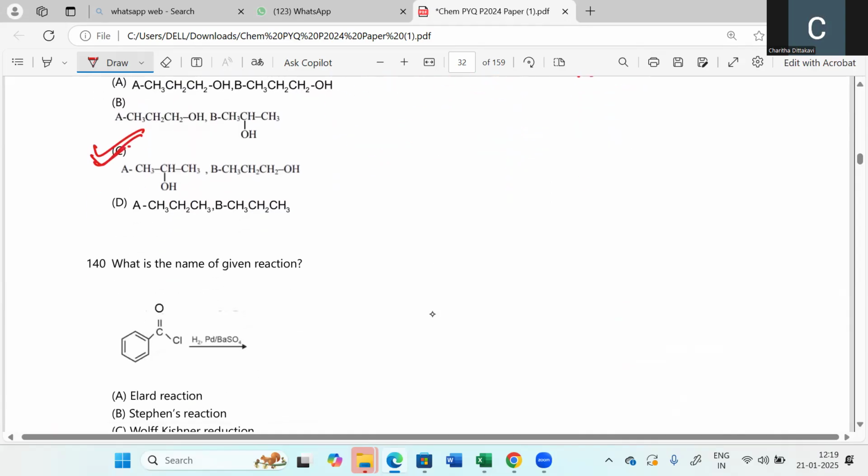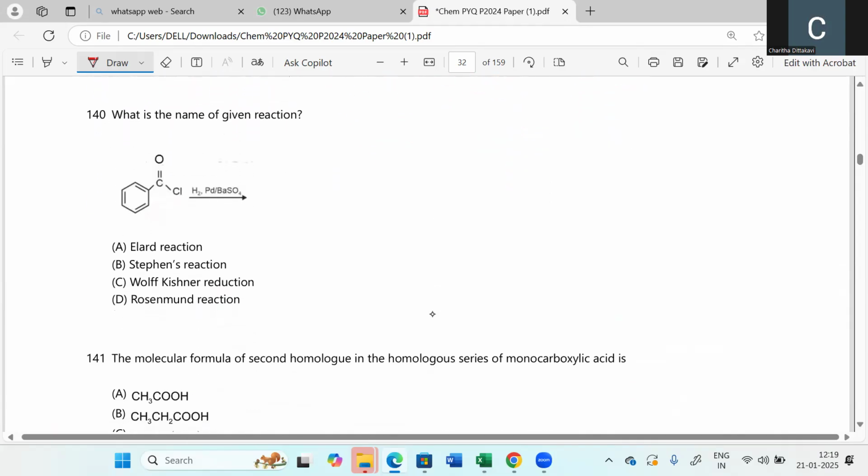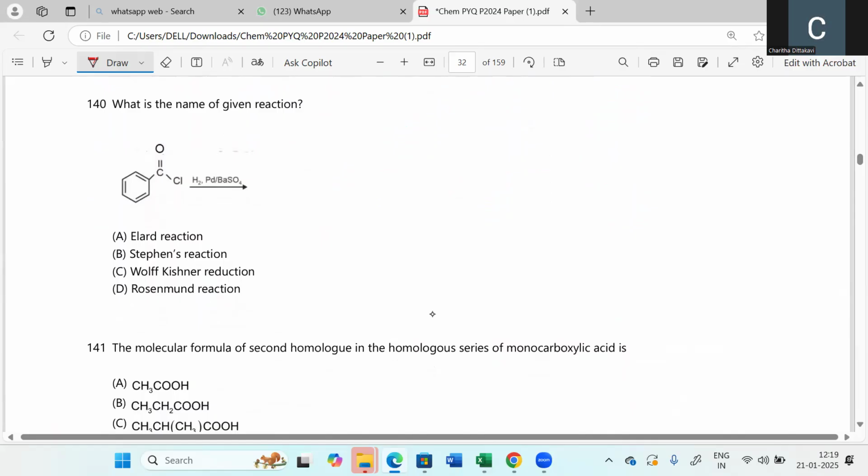Next. Anti-Markovnikov rule and Markovnikov rule. What is the name of the given reaction? Acyl chloride is given with H2 and palladium BaSO4, Rosenmund reaction for sure.